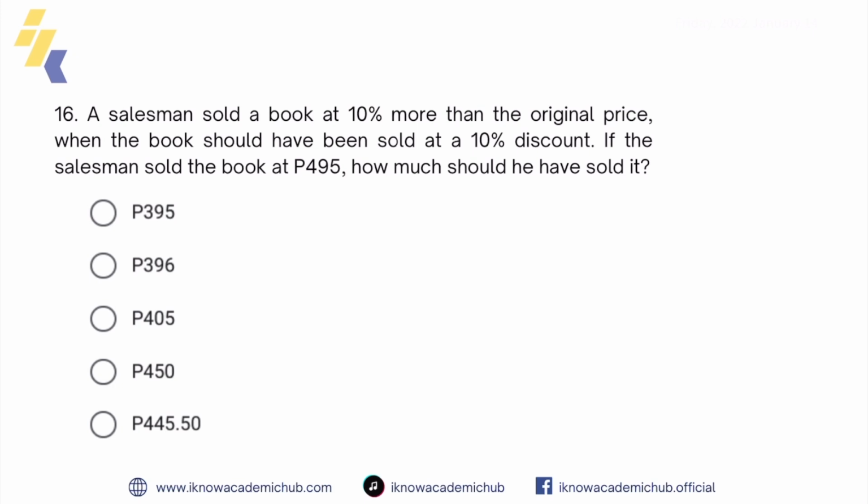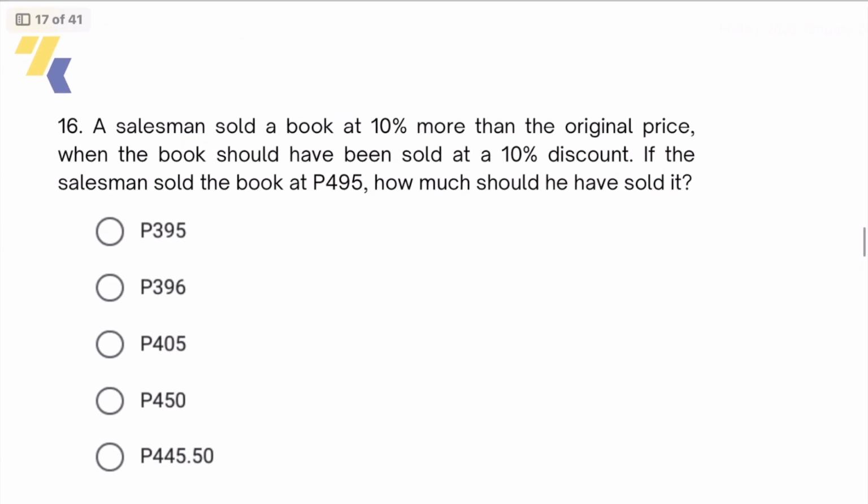Ayan, so ibig sabihin, nabenta niya, he was able to sell the book at 110%. So that is 1.1x, so x is the original price. So 1.1x is 495 pesos. Ayan, so we divide both sides by 1.1. We have x is equal to 450 pesos. Okay, again, I'll write it here, original price.